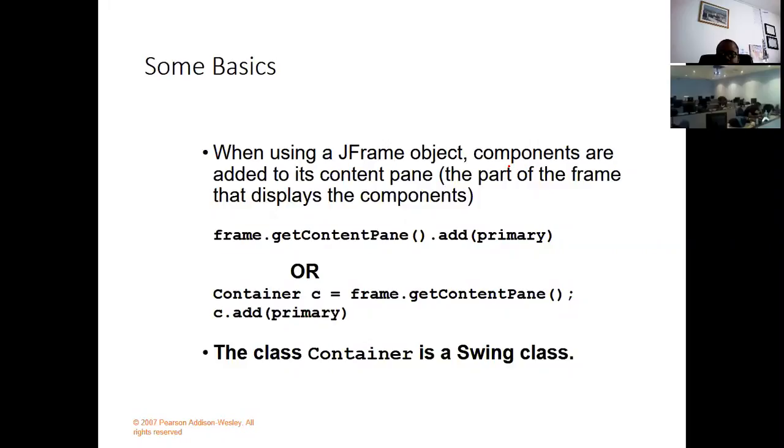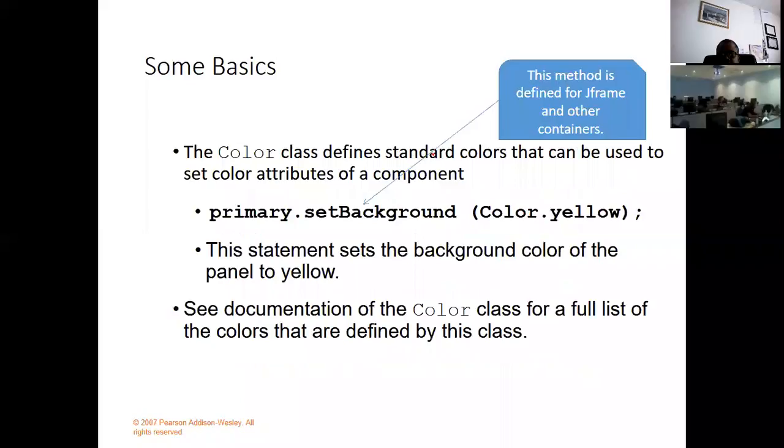Please note that the class Container is a Swing class, right? As I mentioned earlier, you're always going to primarily need the Swing and the AWT packages, except in specific cases, a few of which you might see a little later. I talked about the color already. You can set the background to a color as you see here. And setBackground is defined for JFrame and other containers. So many other containers can be changed in terms of their colors, right? And then of course you have to pay attention to the colors that are available, right?